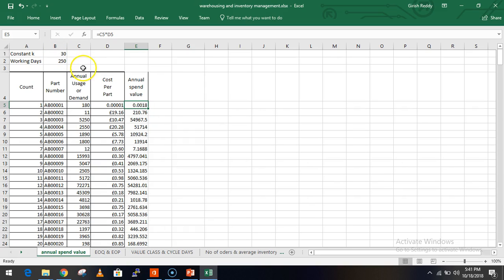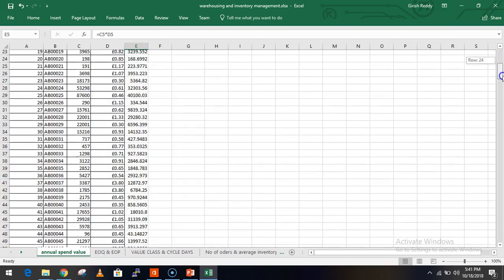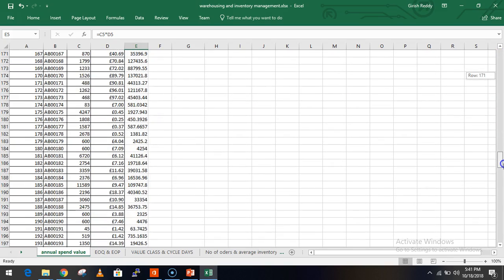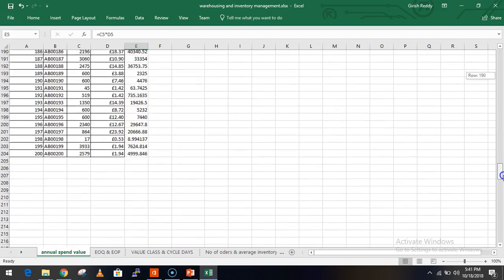equal to 30. So, annual spend value: in order to calculate the annual spend value, this is the formula that I have used. Once you enter this formula into the cell, you will get a value, and you can select this, and if you drag this down, you can get the value for all the 200 parts. This is the value that I got for all the 200 parts.